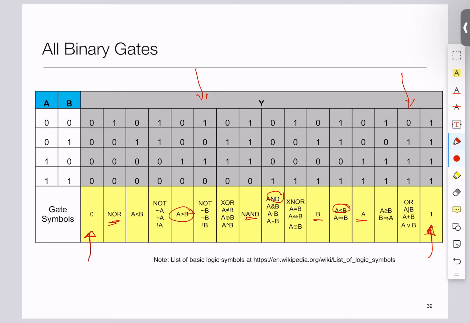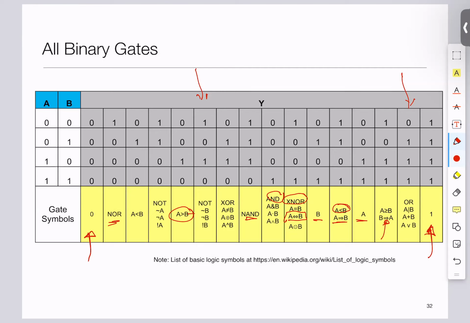This one, anyone seen this symbol? You might have seen it in a math course, right? Implies, B implies A. It's an implication function. And there would similarly be an A implies B somewhere. Yeah, here, A implies B. And then XNOR, I said, is equality. You can think of it as A implies B and B implies A. So that's a bidirectional arrow.